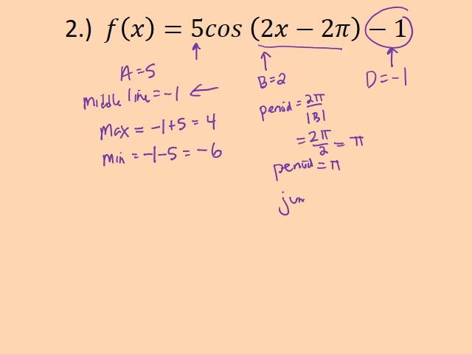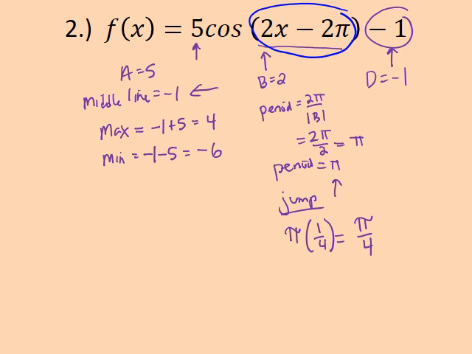Our jump is taking the period and dividing it by 4 or multiplying it by a fourth. So pi times 1/4 means our jump is pi over 4. Remember, pi over 4 is the distance between each part of the sine graph as it goes up, down to the middle. Now our shift is the last part we need to deal with.